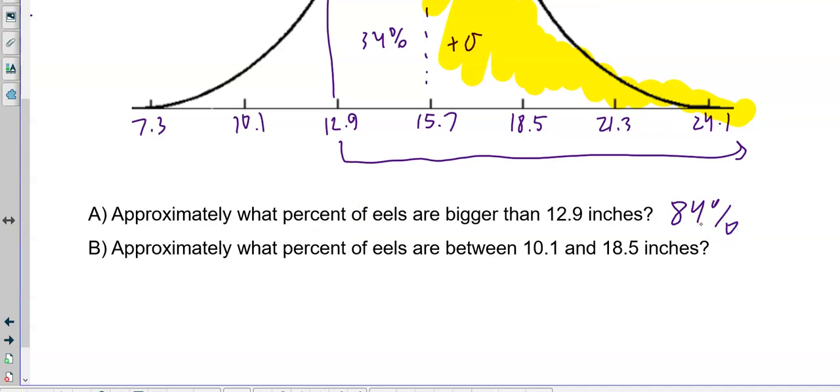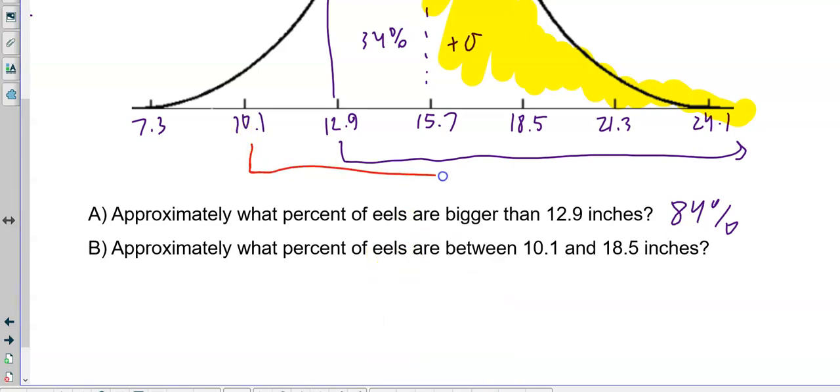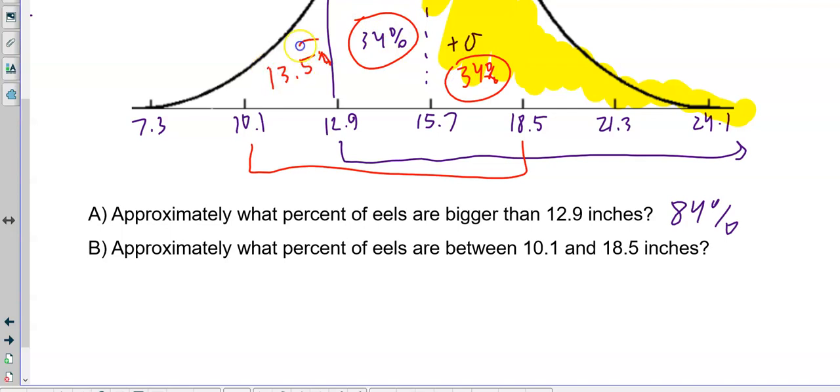What percent of eels are between 10.1 and 18.5? So I see they're picking these standard deviations. This one's 34%, this one's 34%, and I believe from memory this is 13.5%. Adding those up: 68, 78, 81.5. So I think that would be 81.5% if you add up those 3 values.